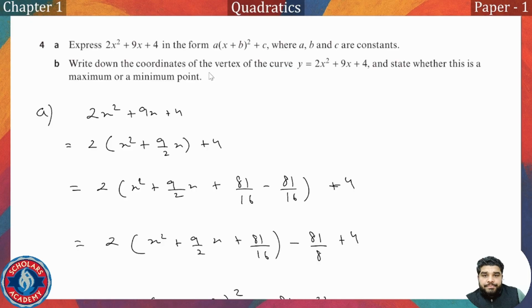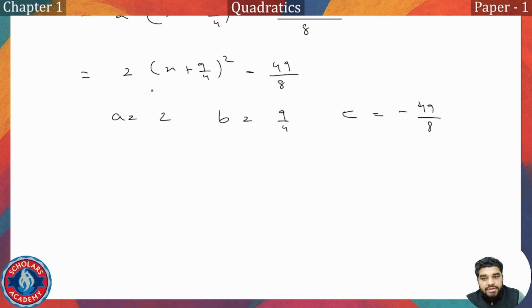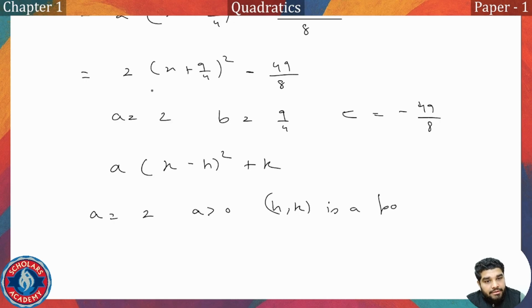Now they want the coordinates of the vertex. Okay, and we need to state whether the point is of maximum value or minimum value. So by comparing it with the general equation, a times (x minus h) whole square plus k, we find that a is equal to 2. a is greater than 0. It means h comma k is a point of minimum value. Okay, so h comma k is a point of minimum value.